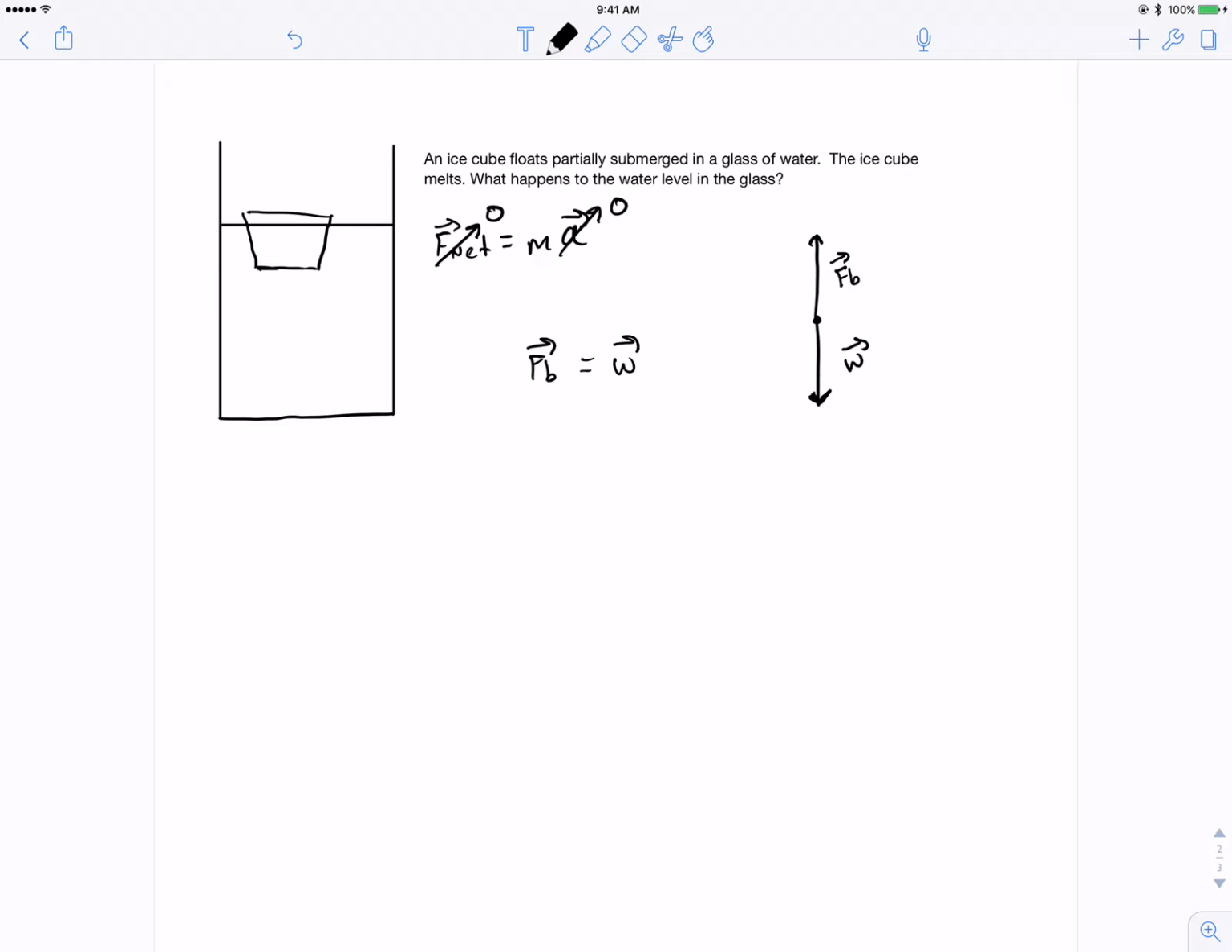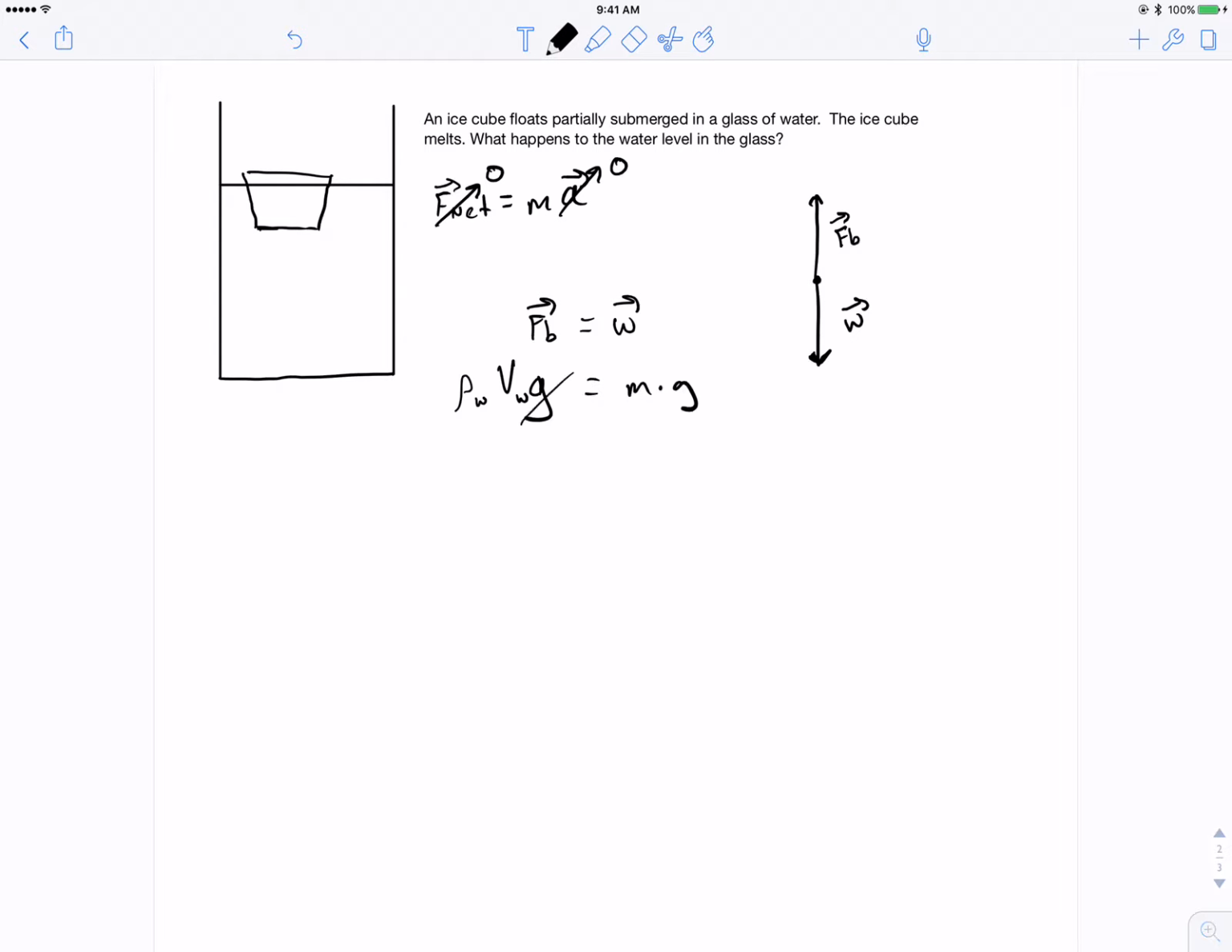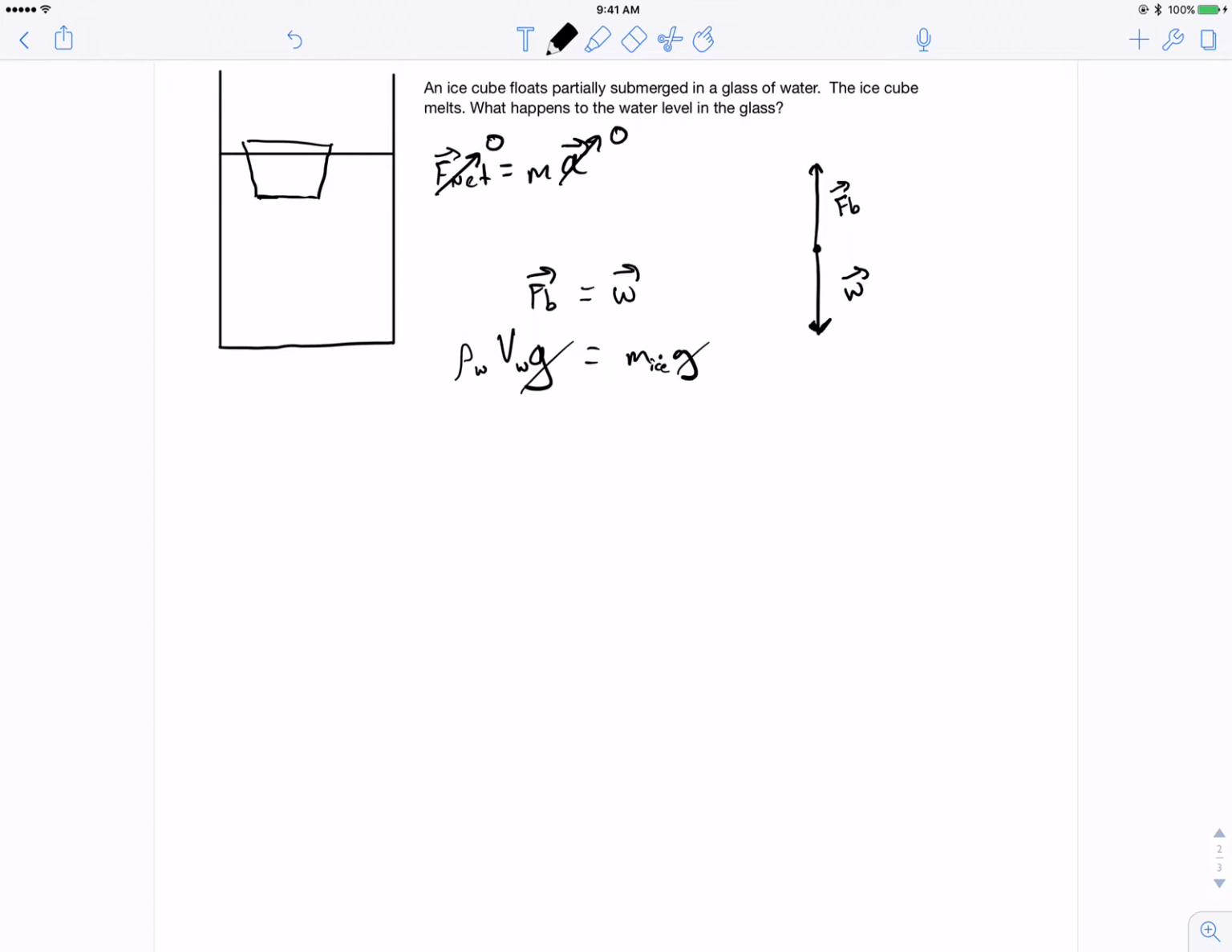So let's first think about the volume of water displaced by the ice cube when it is floating. We can plug in here. We know that weight force is going to equal m times g, and buoyant force is going to equal rho v g. Rho is going to be the density of the fluid, and v is going to be the volume of the fluid displaced. So we want to find this v, and just get rid of these g's. And this, of course, is the mass of ice here. And we can solve and find that the volume of water displaced is going to be equal to the mass of the ice over the density of water.